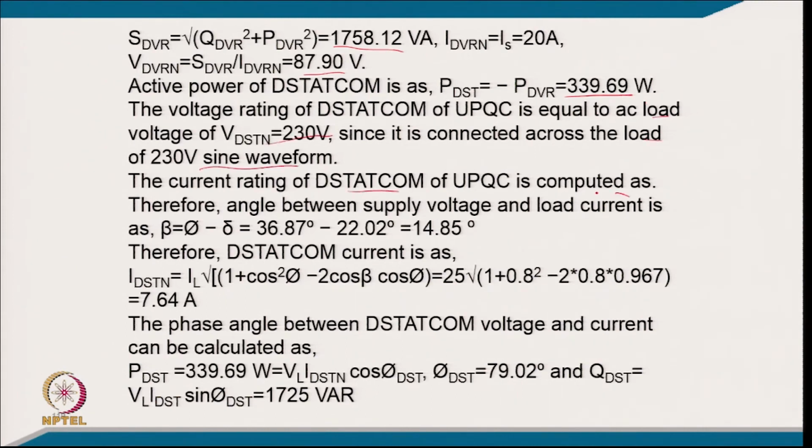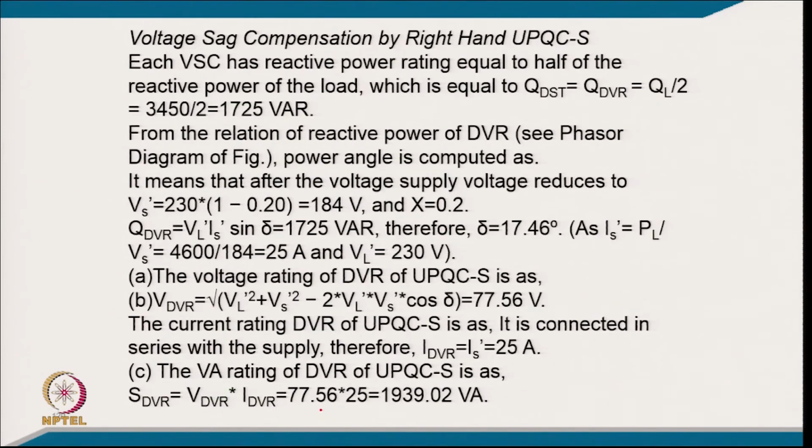So, the current rating of D STATCOM is computed from the angle calculation of beta equal to 36.87 minus 22, so 14.85. Therefore, D STATCOM current rating will be IL times the square root of 1 plus cos square minus 2 cos, where the angle is the one between them. So, it comes to 7.64 ampere, and for the phase angle of the D STATCOM current, P DST is 339.69, which is what the DVR needs, so D STATCOM has to supply 339.69 watt, and this can be equated to VL I D STATCOM cos phi. So, you get the angle phi D STATCOM as 79.02, and Q D STATCOM we can calculate is 1725 VAR.